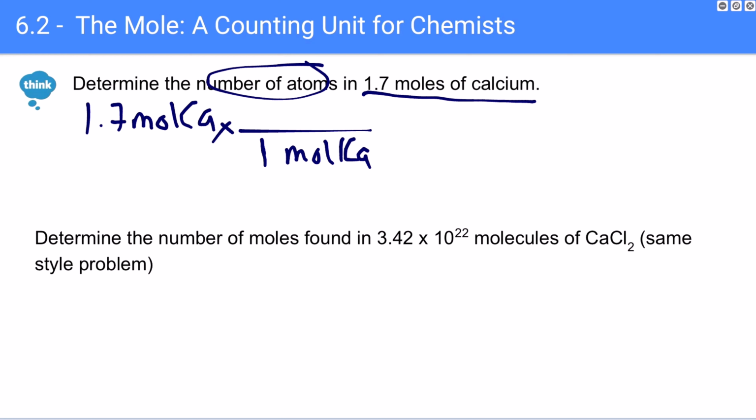We can use Avogadro's number to go between moles and atoms, so 6.02 times 10 to the 23rd. I need a little more room to work with this than some of the other numbers that we've dealt with. But again, the idea is still the same. The mole numbers will cancel, and what we're left with is atoms. Just make sure that you include your exponent when you go through and write out your answer.